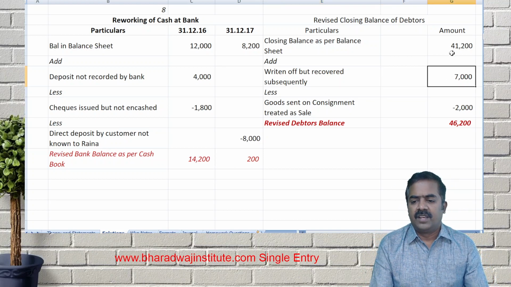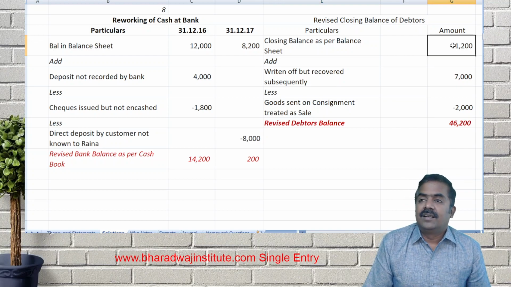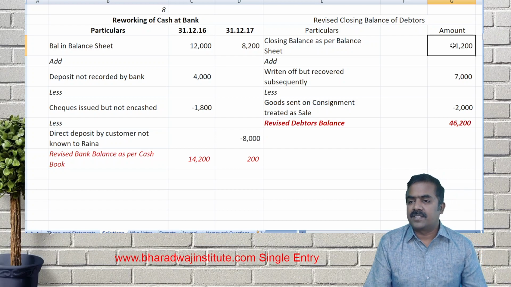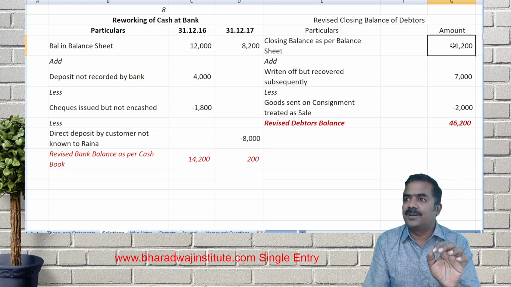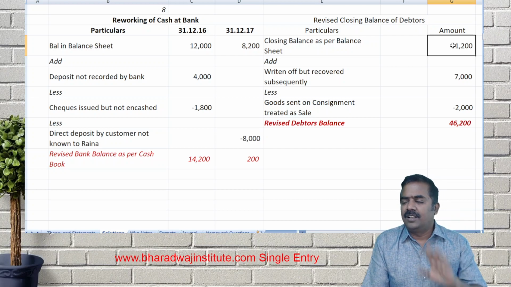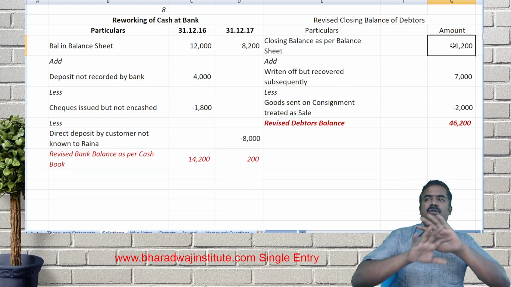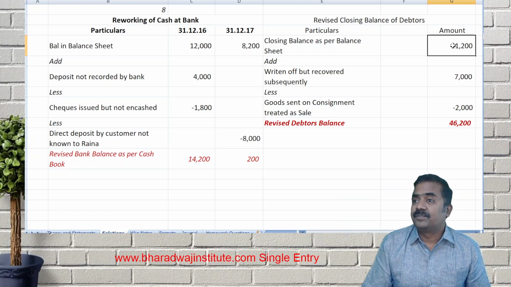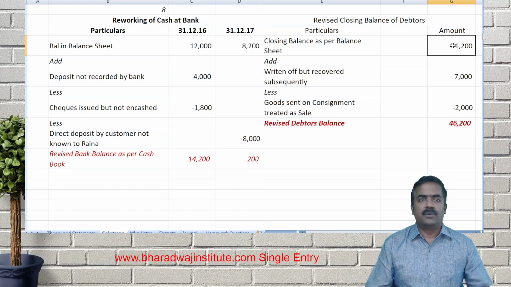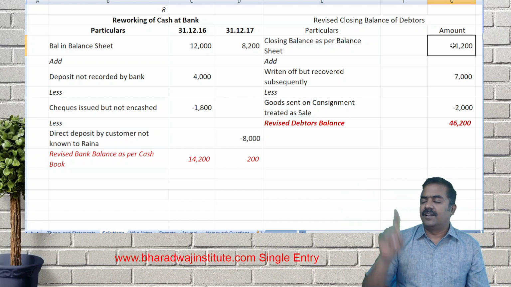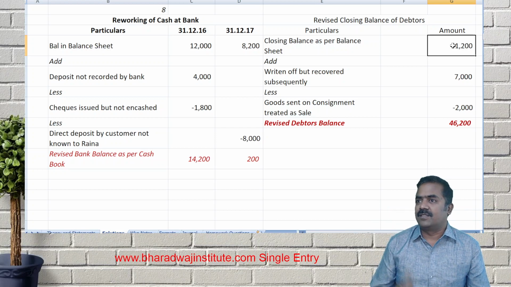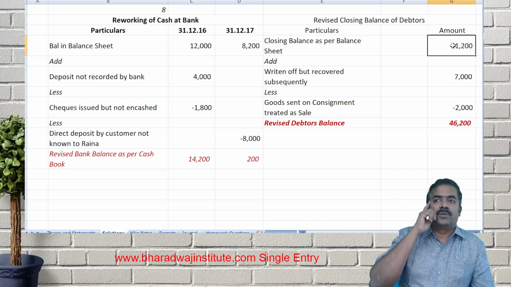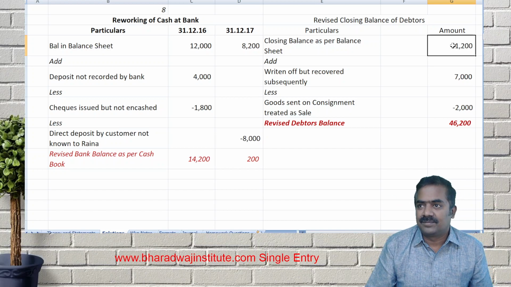First adjustment: in the 41,200, is the 9,200 included or excluded? Excluded. That means the 41,200 did not include the 9,200. For now, let us assume you are all customers, 41,200. One customer, how much did you write off? 9,200 written off. What is your balance? 41,200. That customer's balance we have not included in this. What is that customer's balance? 9,200. Now, will you include 9,200 or the recoverable amount?